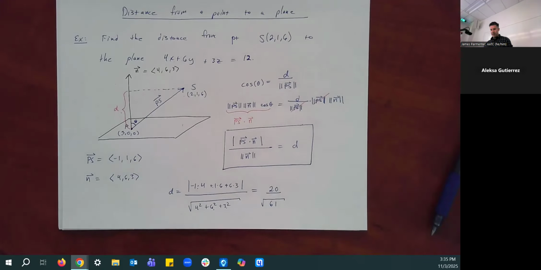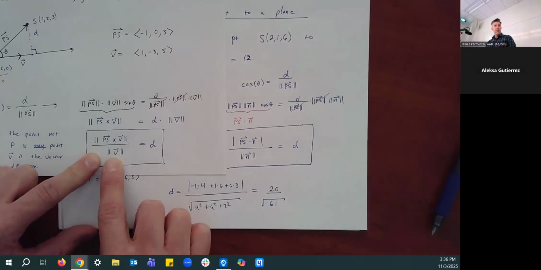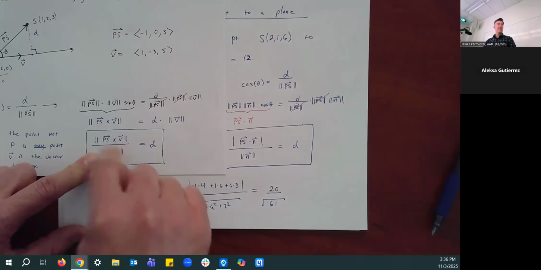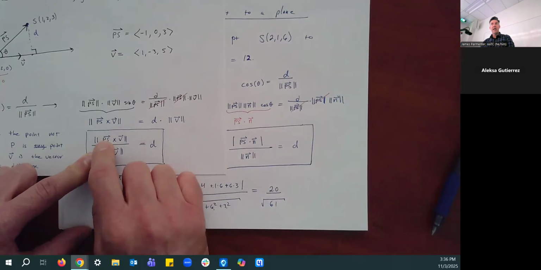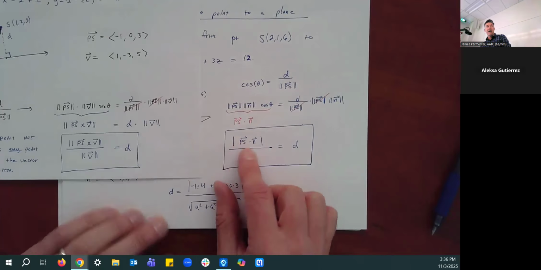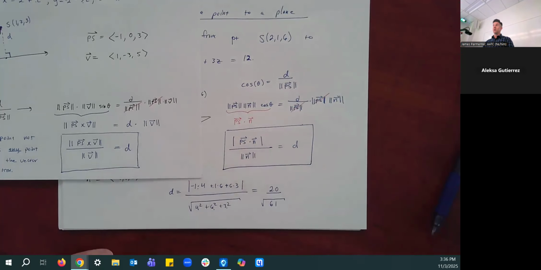So if you're trying to find the distance between a point and a line, it's your PS crossed with your direction vector divided by the magnitude of your direction vector. And we know it's a cross product because line rhymes with sine and sine uses the cross product. On the other hand, if it's distance between a point and a plane, it's going to be PS dotted with n divided by the magnitude of n, where n is the normal vector. And again, PS is the usual vector from a point on the thing you have to the point you're trying to find the distance to.